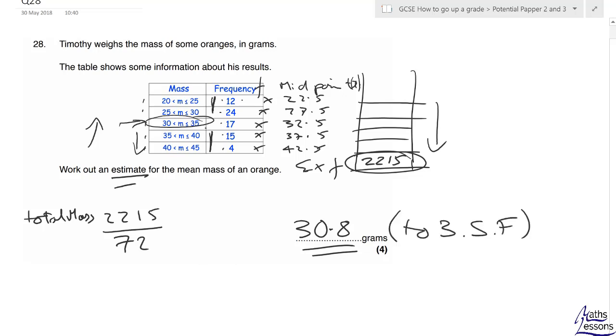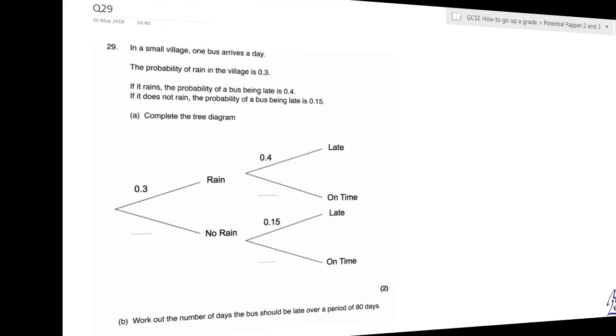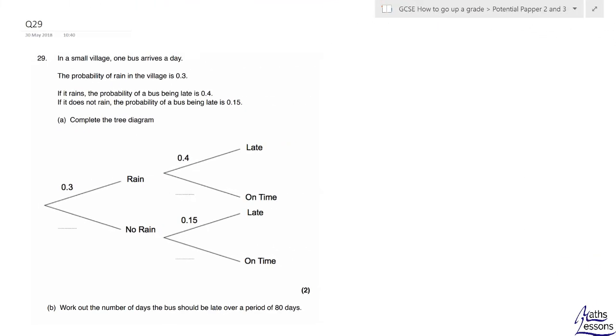And that is now below the middle point, which is what I expected. Okay, in a small village, 1 bus arrives a day. The probability of the rain in the village is 0.3. If it rains, the probability of the bus being late is 0.4. If it does not rain, the probability of the bus being late is 0.15.